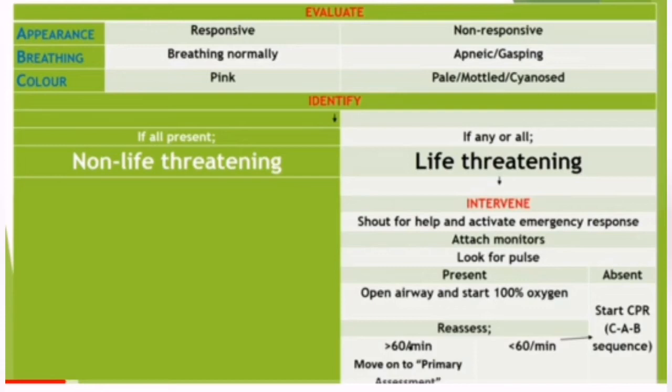Secondary assessment: evaluation, then identify, then intervention. For evaluation, SAMPLE history. S for signs and symptoms. Then A for allergy, if the patient is known to have an allergy to anything. M for medication. P for past medical history. And L for the last meal. And E for events.